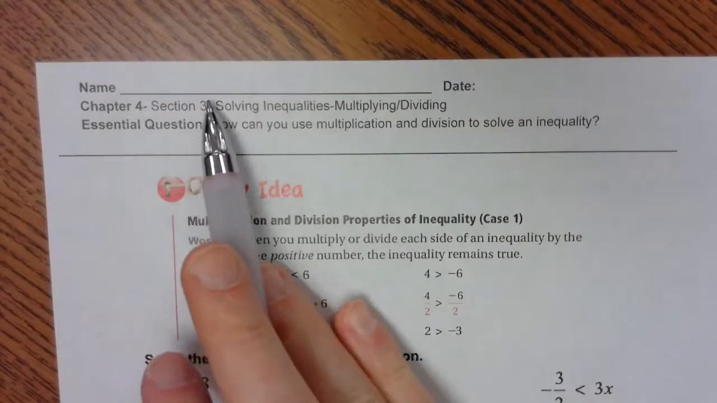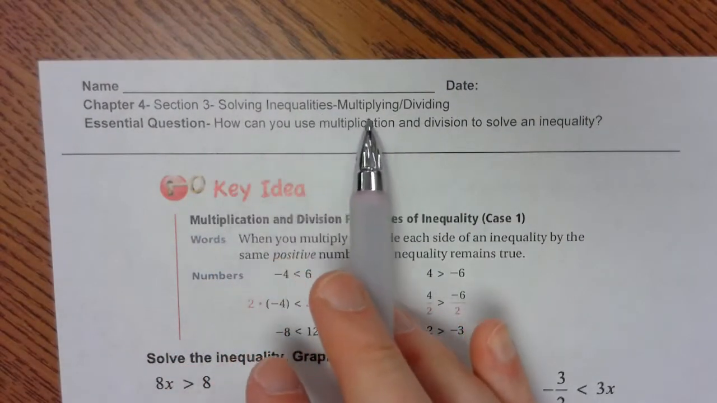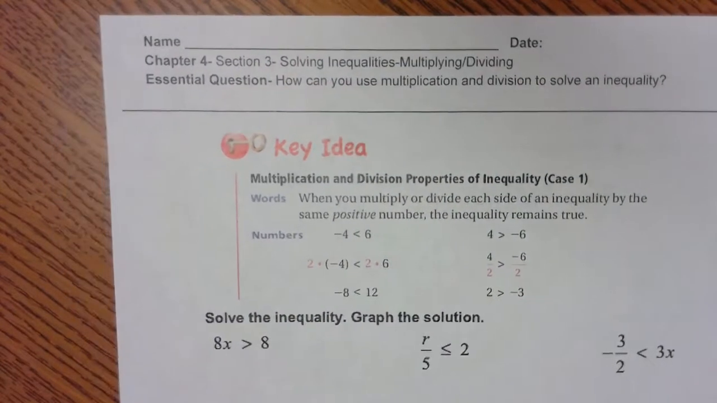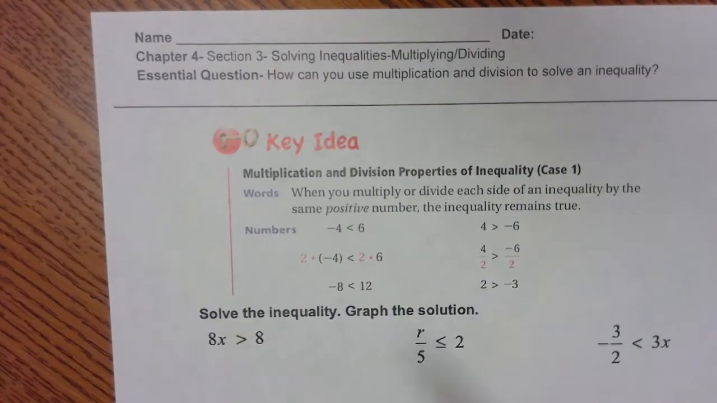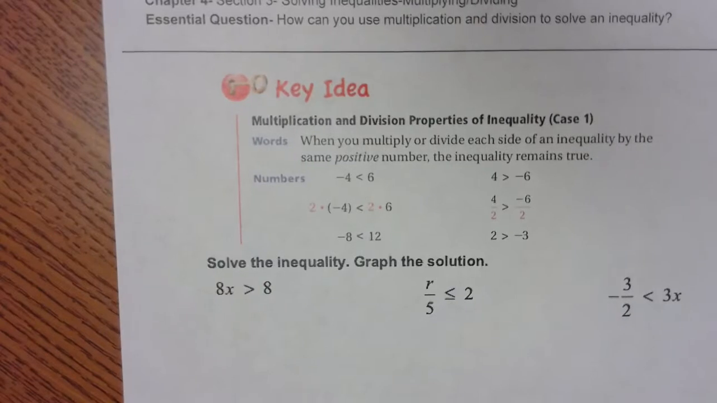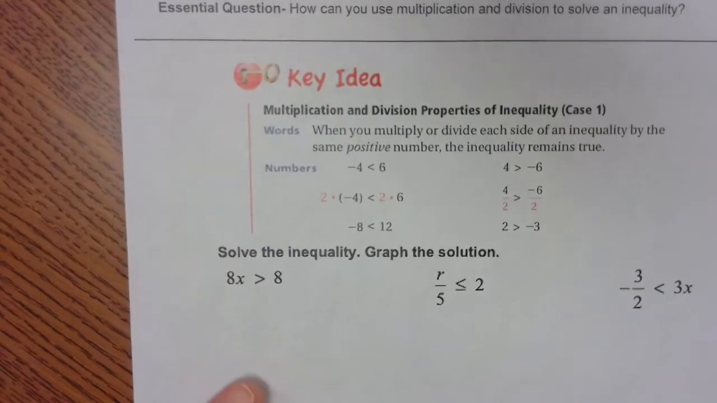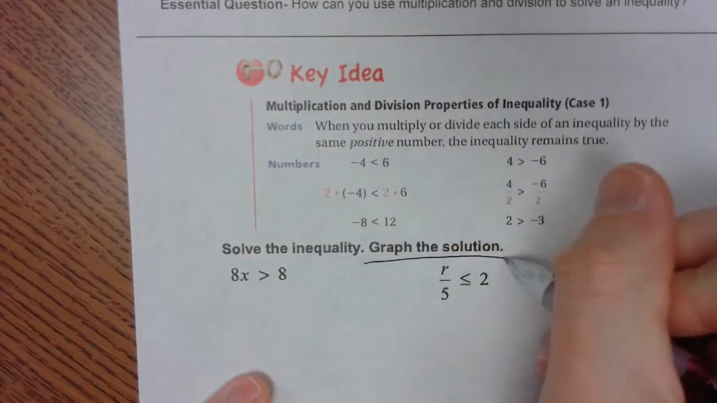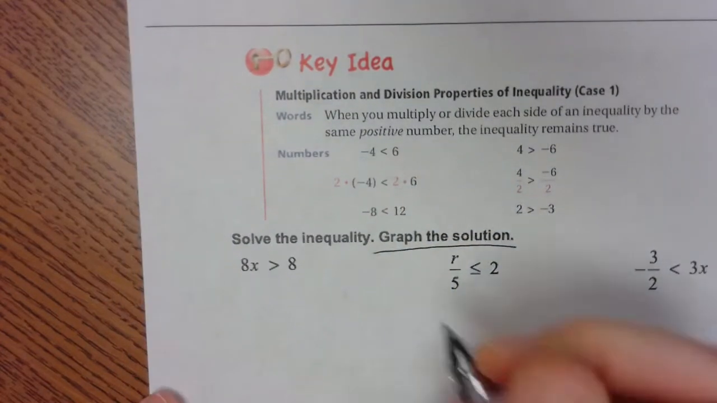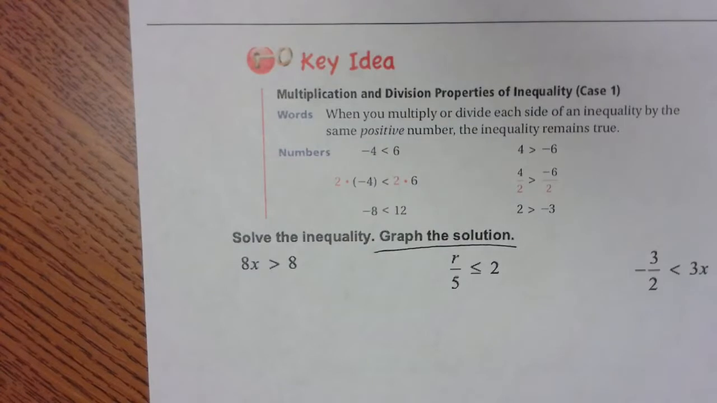Alright, Chapter 4, Section 3, Solving Inequalities, Multiplication, and Division. So, we're going to solve these very similar to how we solved equations. Okay, there's going to be one new rule that we're going to get to in a couple minutes. But first, we still have to make sure we solve it and graph it. Right, so when I'm solving, I'm still going to draw my line right down through the inequality.